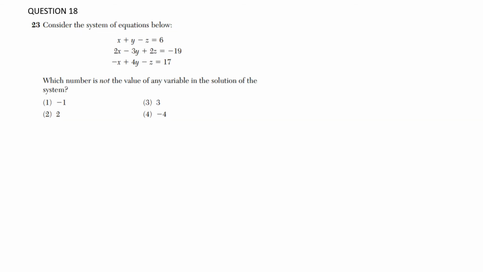Right, this next question, we're going to consider the system of equations below. So here's equations 1, 2, and 3. Note we have 3 unknowns here: x, y, z. And the question is asking what number is not the value of any variable in the solution of the system. So the first step is to figure out how we might rearrange or manipulate these 3 equations to start solving for all 3: x, y, and z.